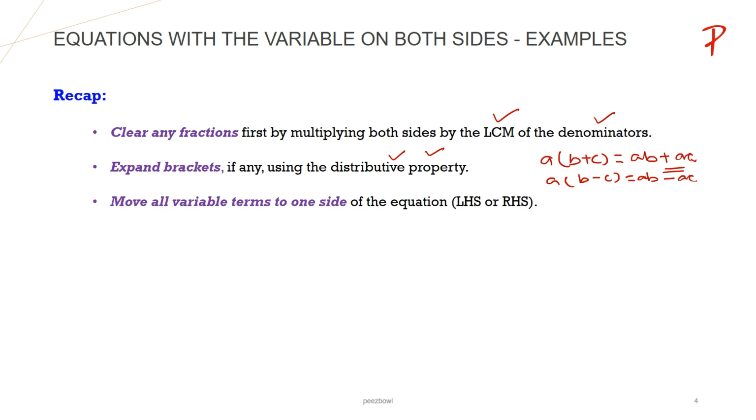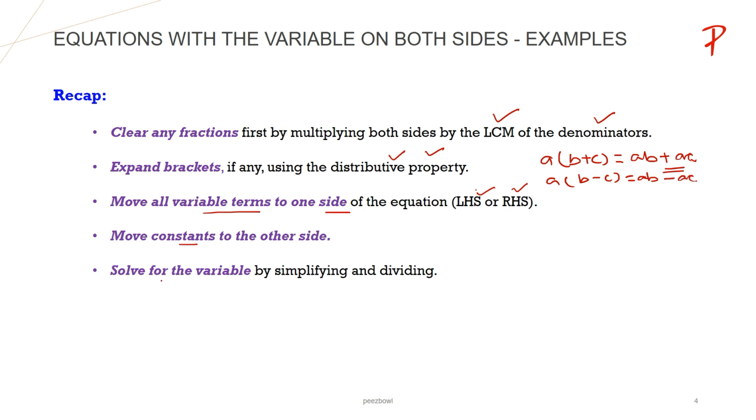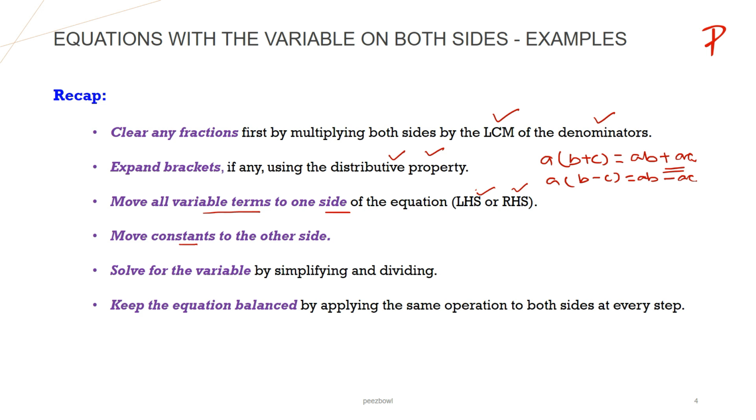Okay. Next, we have to move all variable terms to one side of the equation, either LHS or RHS. After that, we need to move all the constants to other side of the equation. Then we need to solve for the variable by simplifying and dividing. But in the entire process we have to make sure that we keep the equation balanced by applying the same operation on both sides at every step. So whether the question involves fractions or not, these steps will always help you solve linear equations in a clear and easy way.